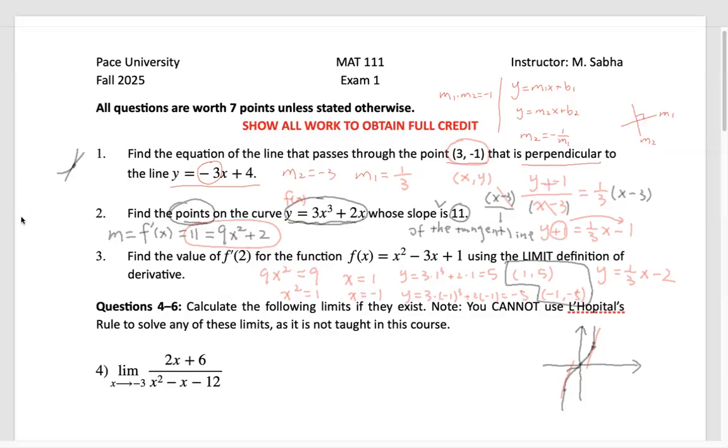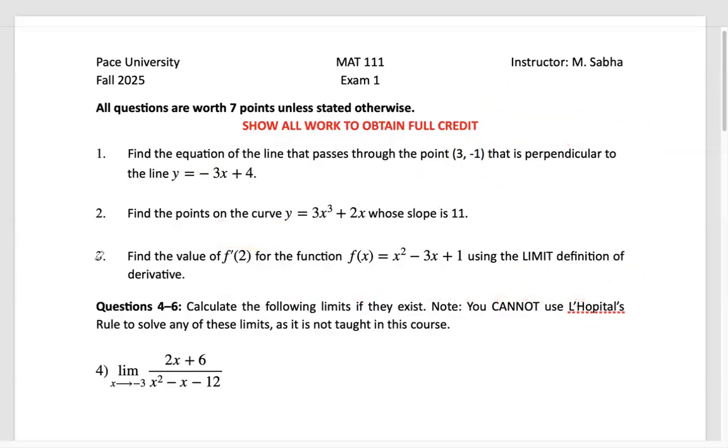Okay, now I need to erase everything. Okay, now let's say 3. For 3, we want to find f prime of 2. So first, use the limit definition. The limit definition means the derivative of a function equals the limit as h approaches 0 of f of x plus h minus f of x, divided by h. So we need to do it step by step. So use this formula. The first step would be to find f of x plus h.